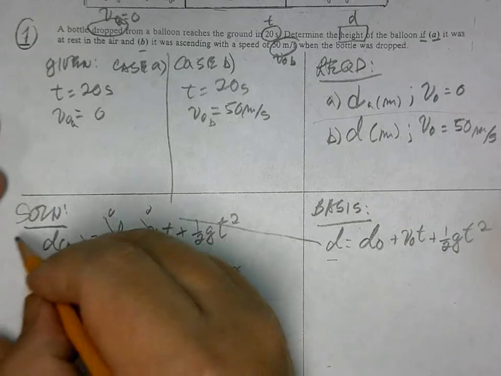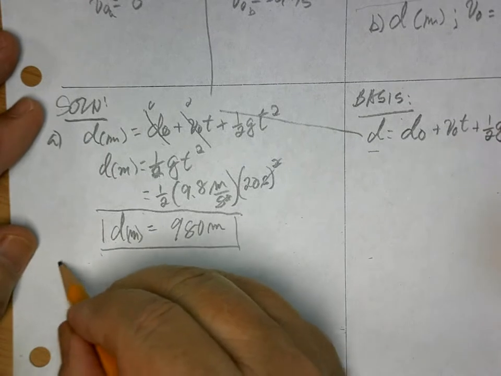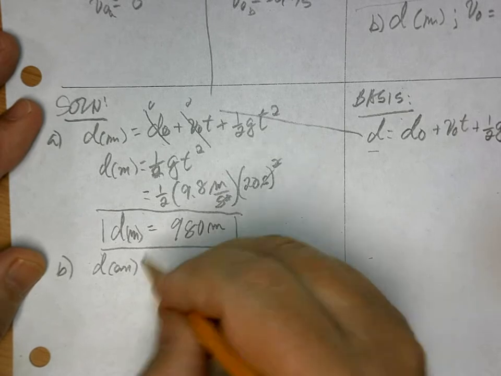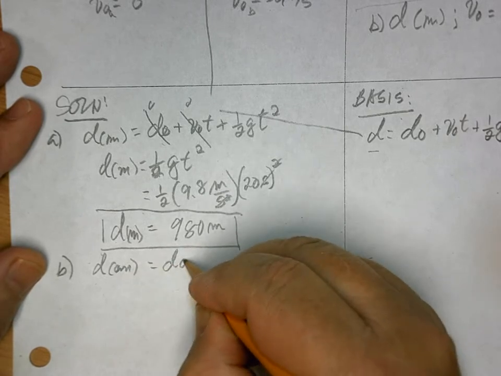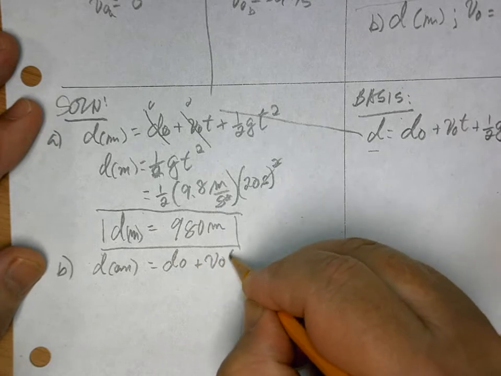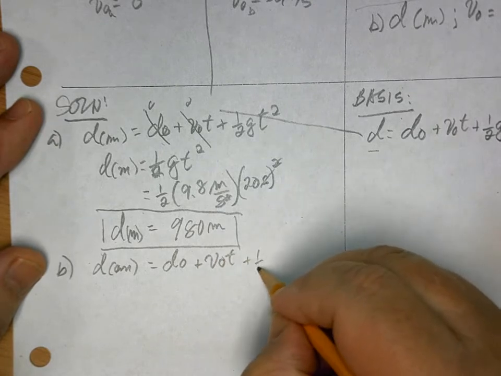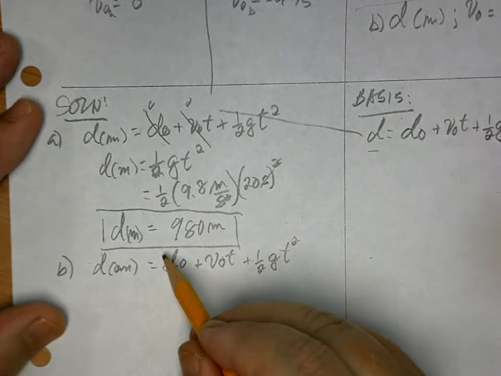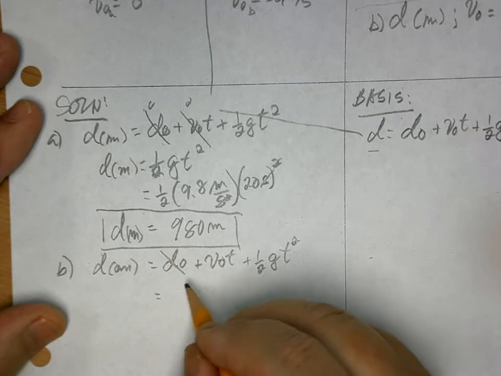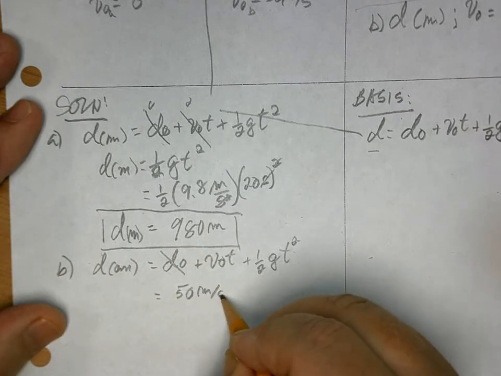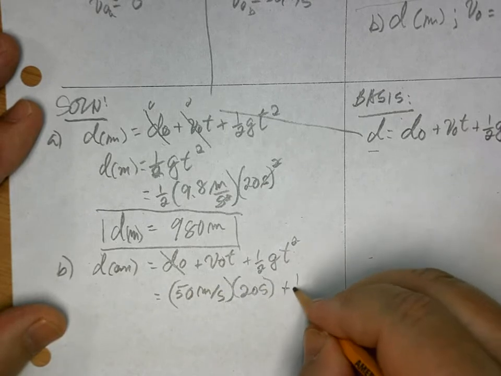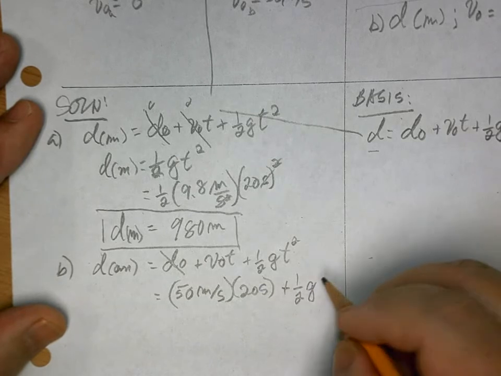Okay, that's the first part. The second part is the same. This is A, and this is B. Again, you write the same thing because you're looking for the same thing, but the conditions have changed. So it's better to write the whole thing over again. 1/2 gt squared. Okay? And then this is 0, but this is no longer 0. It's 50 meters per second times 20 seconds plus 1/2 gt squared.